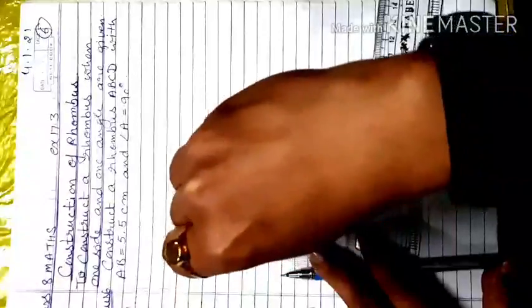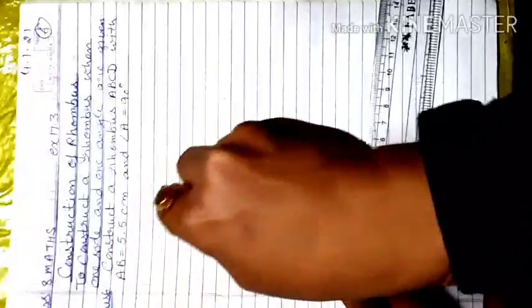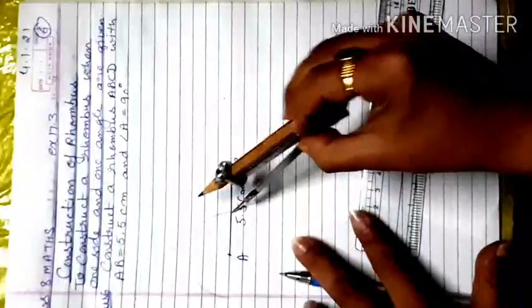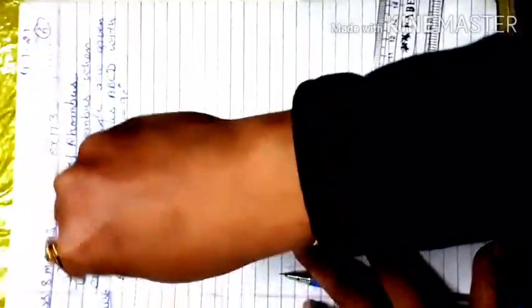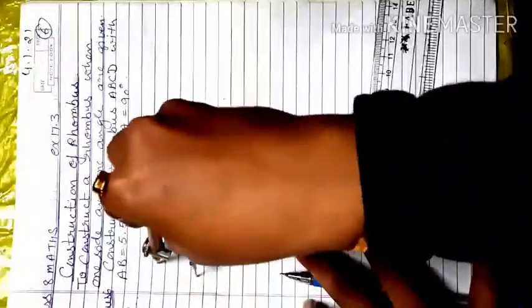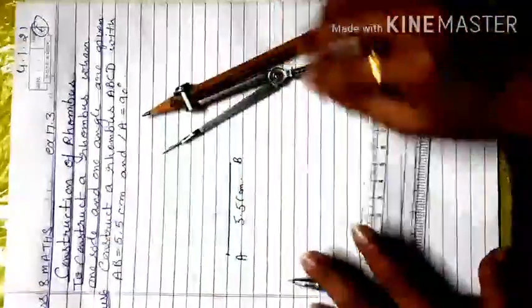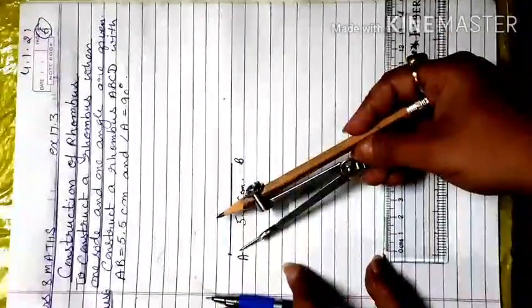Consider A as center, and with suitable convenient radius, we can draw the semicircle. And with same radius, we can mark the arc first as 60 degree, then 120 degree, and bisect 60 degree to 120 degree angles. So that will give me my 90 degree.